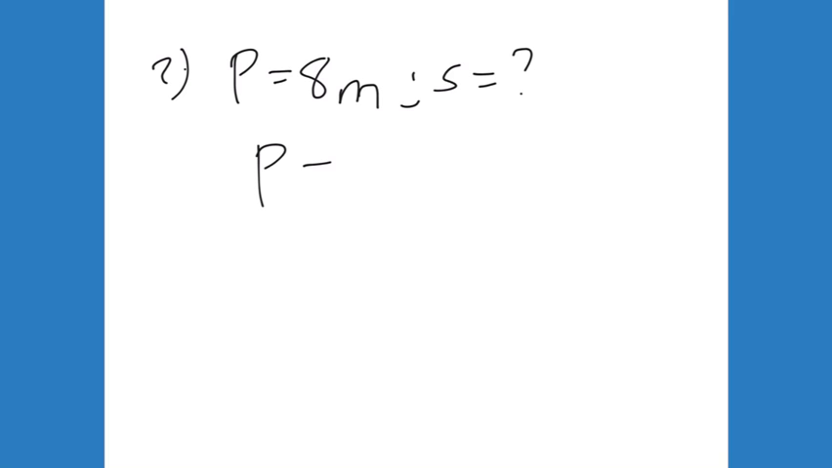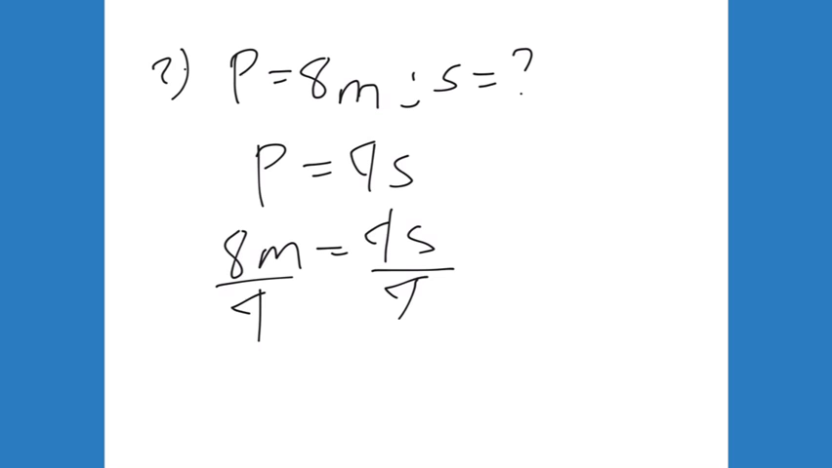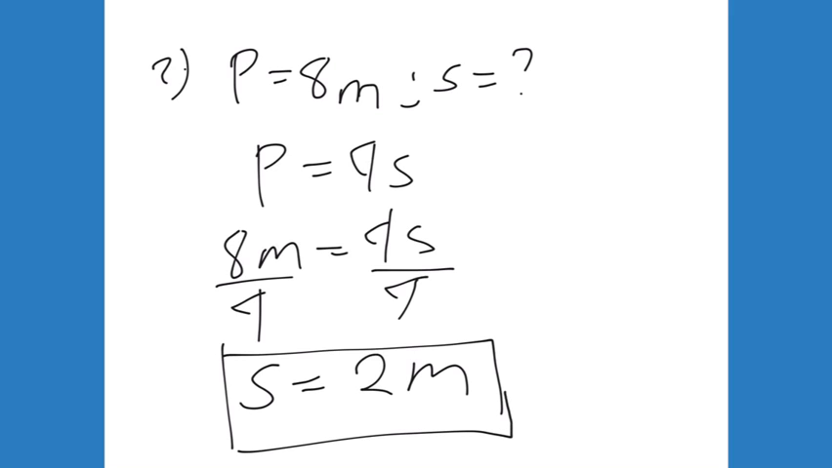Another example. If the perimeter of our square is 8 meters, then what is the side of the square? So P is equal to 4S. Then our perimeter of 8 meters is equal to 4S. Then divide both sides by 4. So the side is equal to 2 meters. And this is now the measure of the side of a square having a perimeter of 8 meters.